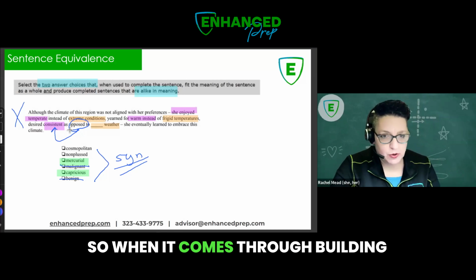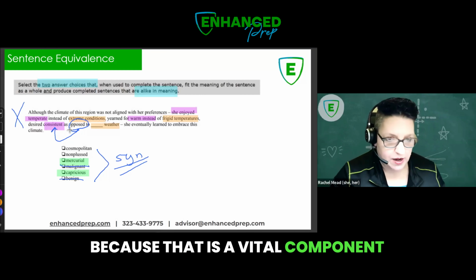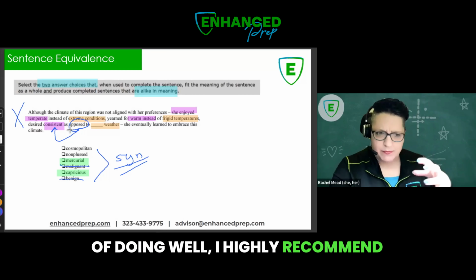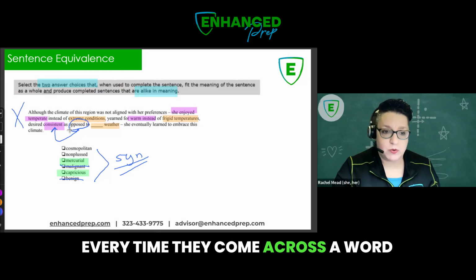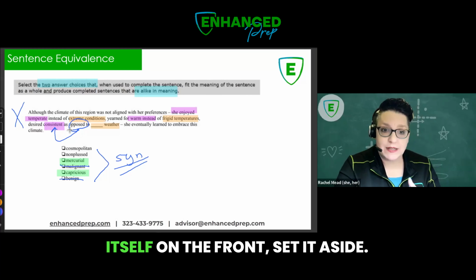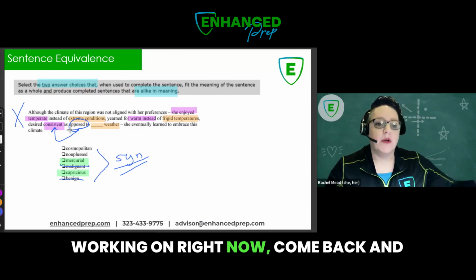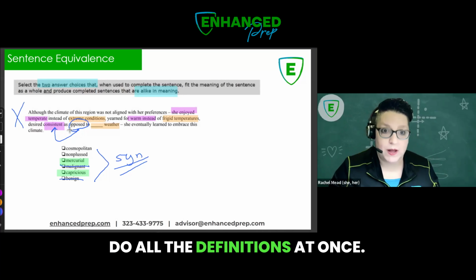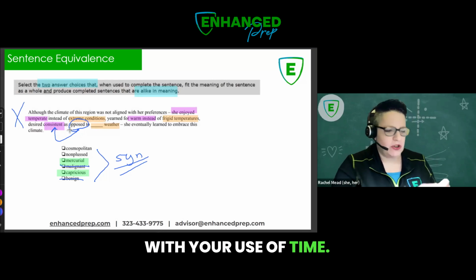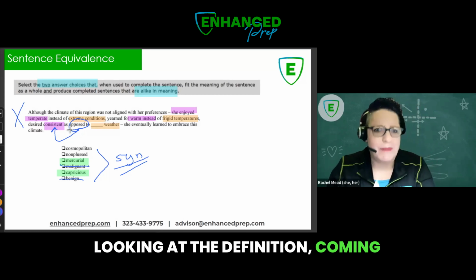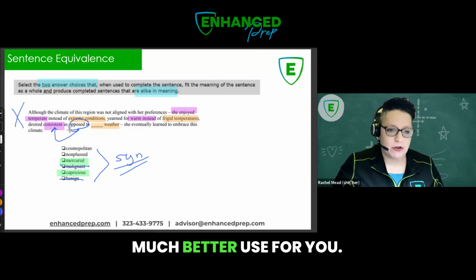So when it comes to building your vocabulary for the GRE, because that is a vital component of doing well, I highly recommend my students grab a big stack of those white note cards. Every time they come across a word they don't know, write the word itself on the front, set it aside. After you finish up whatever you're working on right now, come back and do all the definitions at once. That's going to allow you to be more effective with your use of time. So you're not writing a word, looking at the definition, coming back and picking back up. Write all the words, then write all the definitions. Much better use for you.